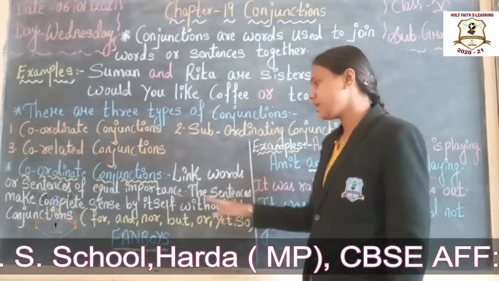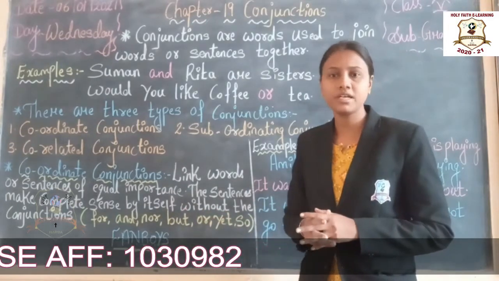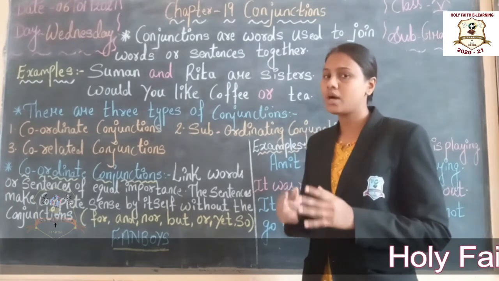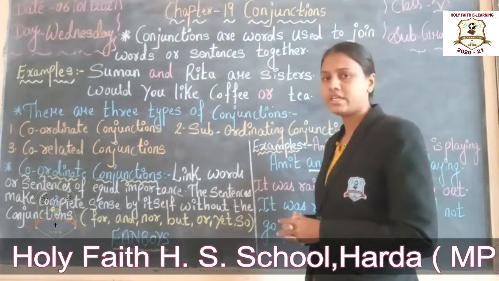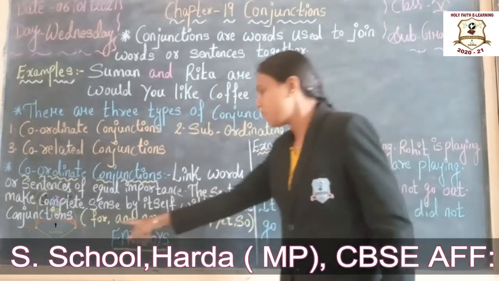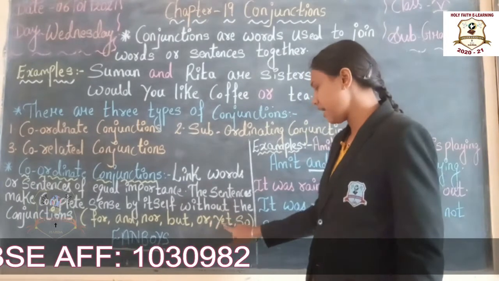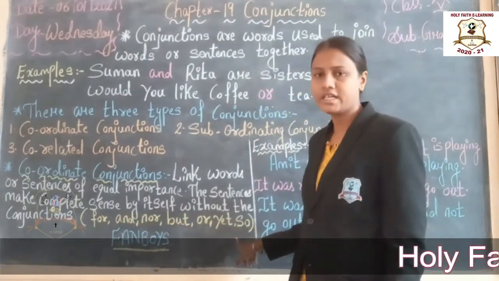The sentence makes complete sense by itself. They do not require any conjunction to complete the sense. Examples of coordinate conjunctions are for, and, nor, but, or, yet, so. These are all examples of coordinate conjunctions.